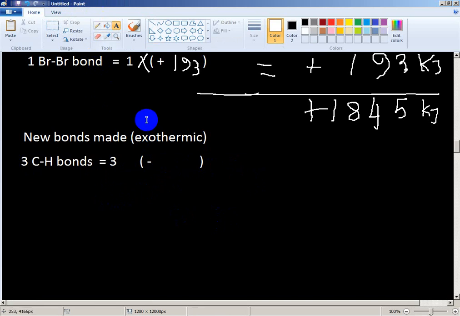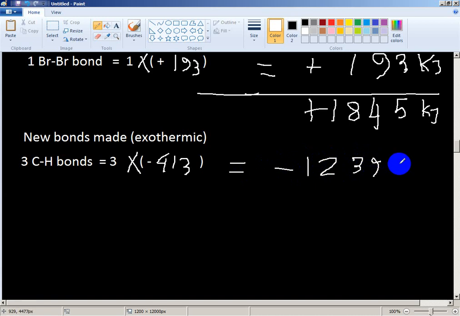So we know 413. Here the multiplication sign. So what is the total? Minus 1239.